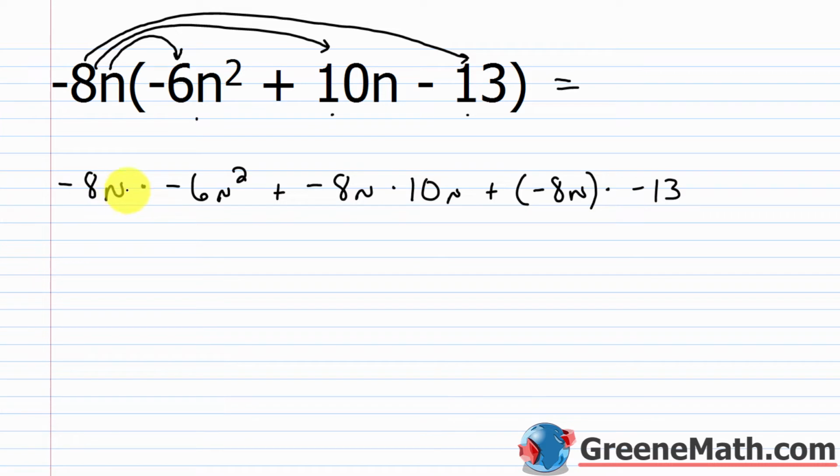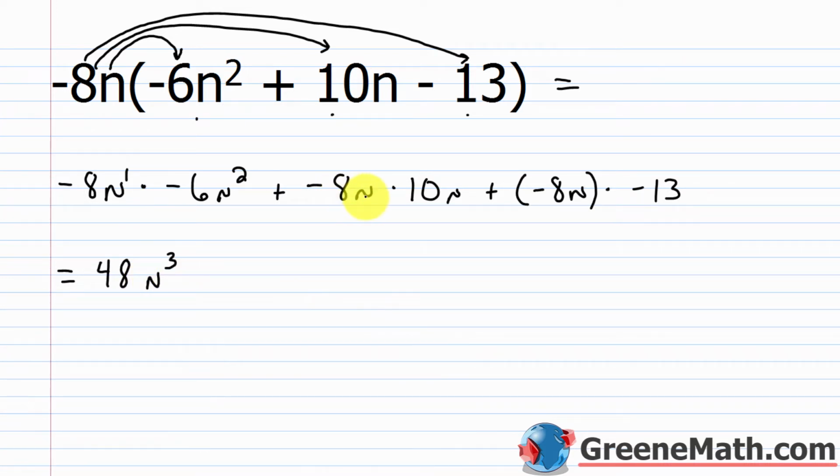So negative 8n times negative 6n squared. Negative 8 times negative 6 is, first off, a positive, right? Negative times negative is positive. 8 times 6 is 48. And then if we have n times n squared, well, the base n stays the same, and then we just add the exponents. Remember, this has an exponent of 1. So 1 plus 2 would give me 3. So this is 48n cubed.